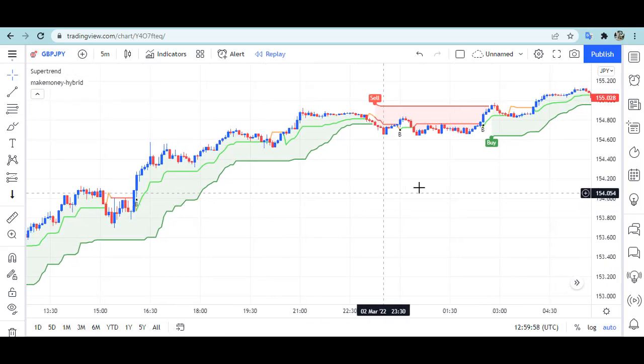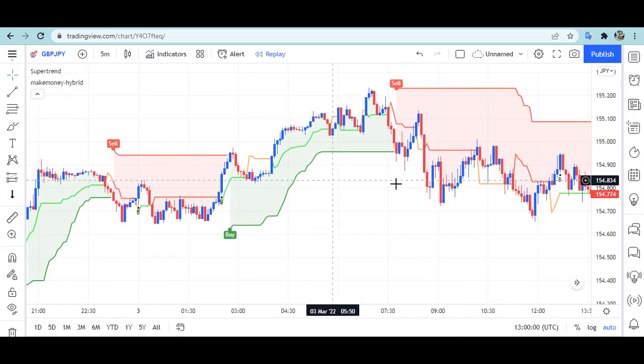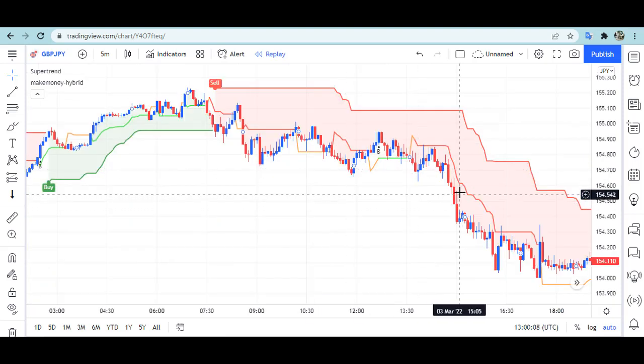Always trade with the trend, never counter-trend trading. Buy at support and sell at resistance.